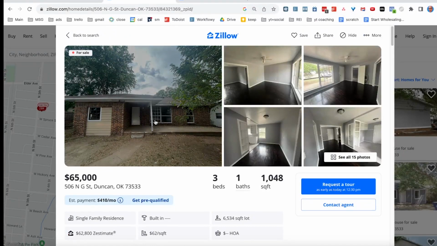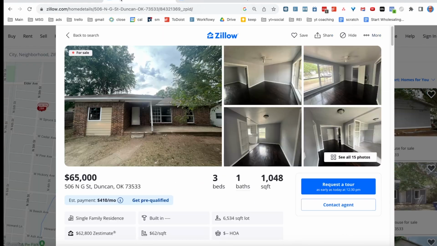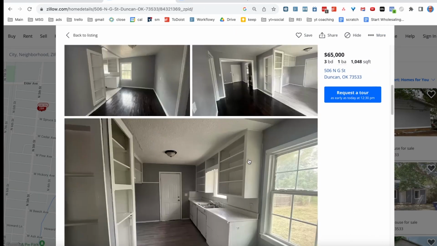So let's say if we were to look at what's available, this is a much better house for $65,000, 1,048 square feet. Yeah, ours is a little bit bigger, but this is a brick house. This is a solid house.